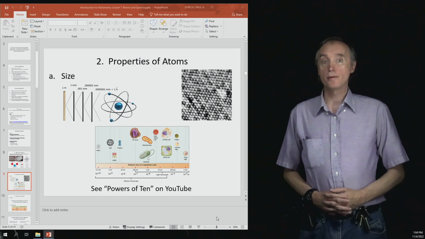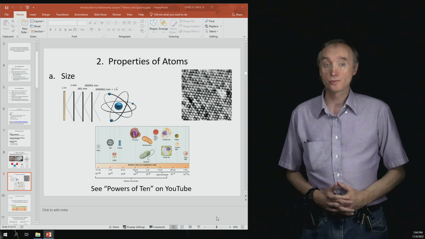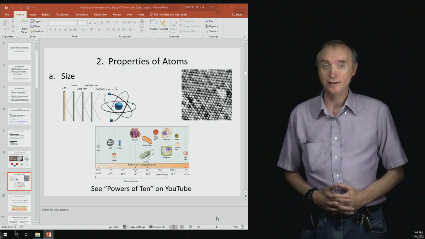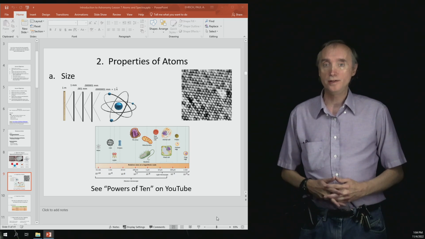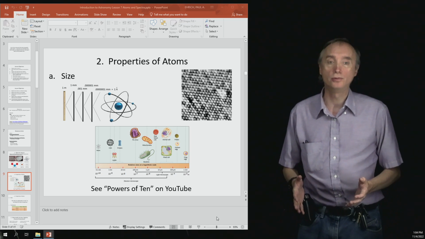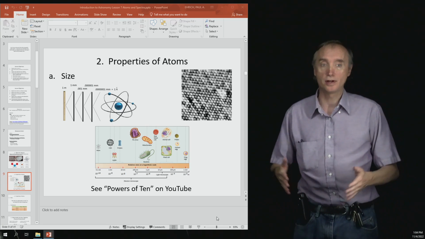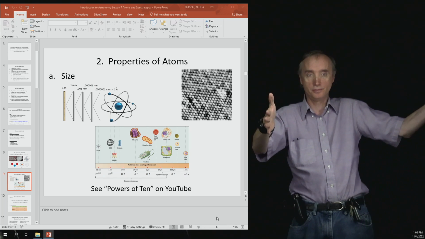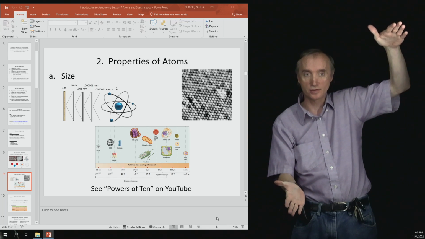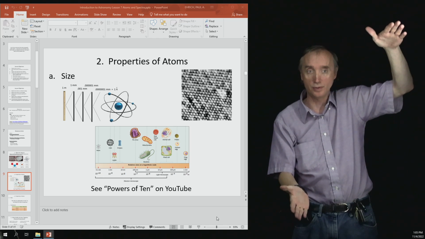So what are some properties of atoms? Well, the first one I wanted you to know about is the size of the atom. We said, or you should know, that a meter stick is, I can't fit it on there, but it's about that big. This is about the size of a meter.